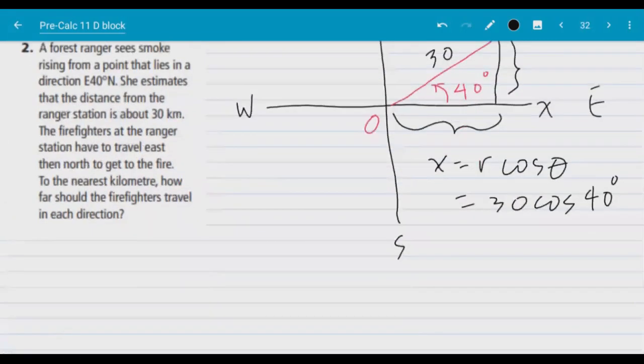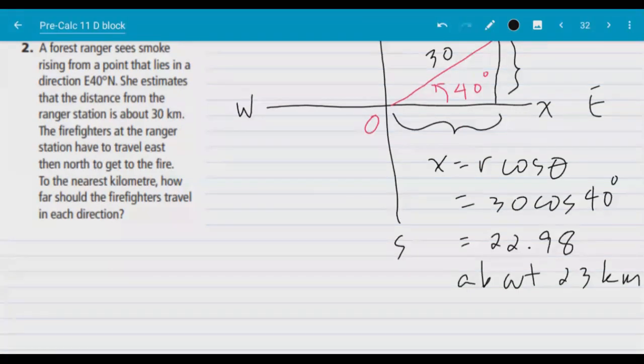Once again, make sure that your calculator is in the right mode. If you do this properly, it would be about 22.98. To the nearest kilometer, that would be about 23 kilometers. About 23 kilometers that they have to travel to the east, eastward.